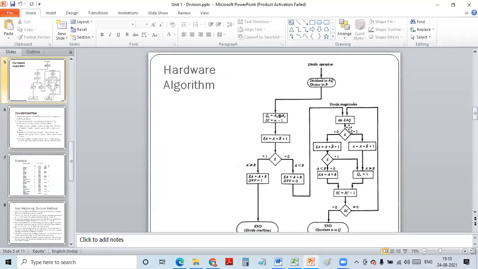After this part is over, we have to shift left. If E is 0, you have to perform subtraction. A less than B, Qn is 0. So this is only what we have done. Sequence counter reducing, not 0, repeated. We are going this path only. We won't get this path.